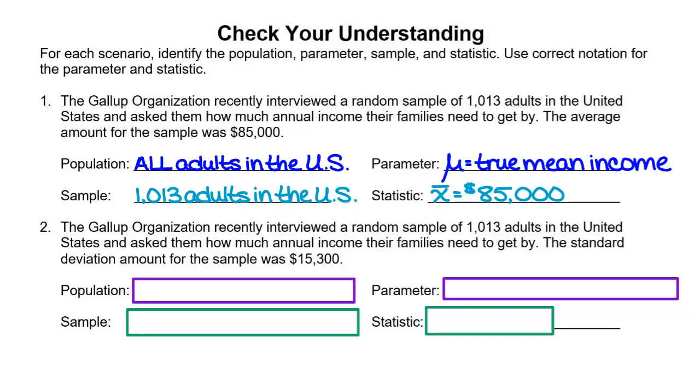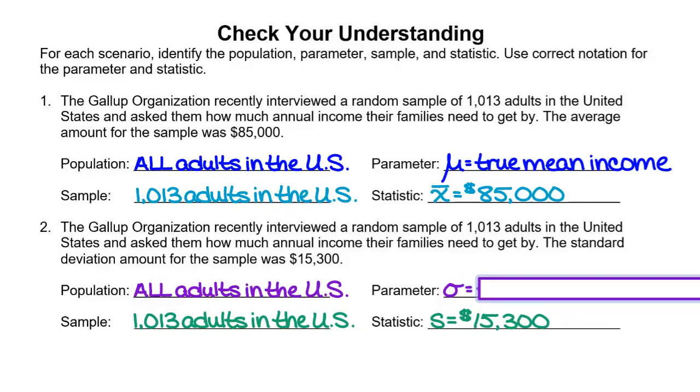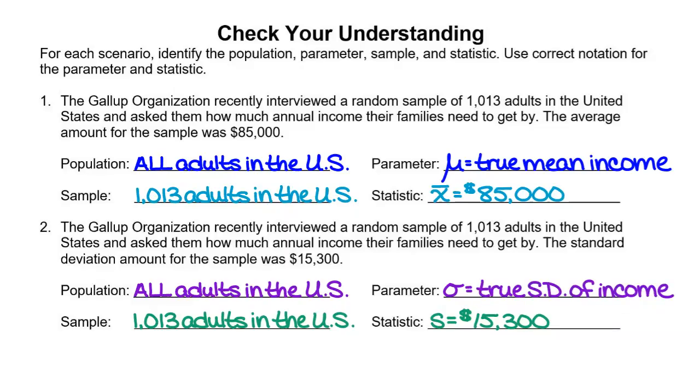Number 2 is almost the same. What's the same and what's different about number 2? Same sample, same population. And what was different? They gave us the standard deviation this time. What was the symbol that we used for the sample standard deviation? S. And what was the standard deviation that they calculated? 15,300, yes. So S is 15,300. What do we use to represent the parameter for standard deviation? Sigma. And in this case, sigma would represent what? The true standard deviation of income, yes.